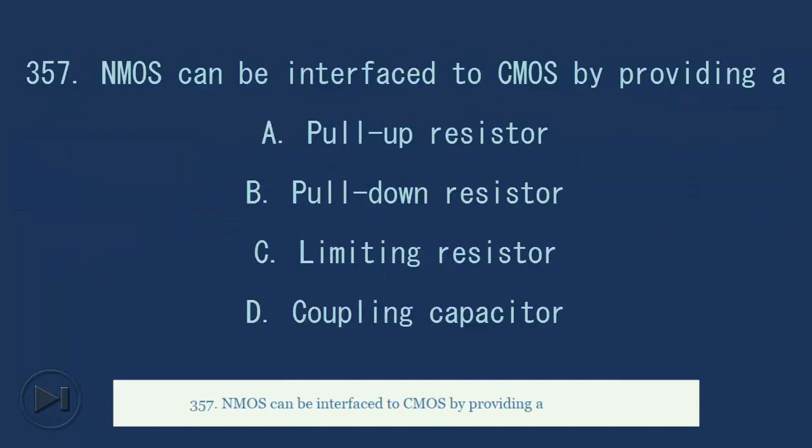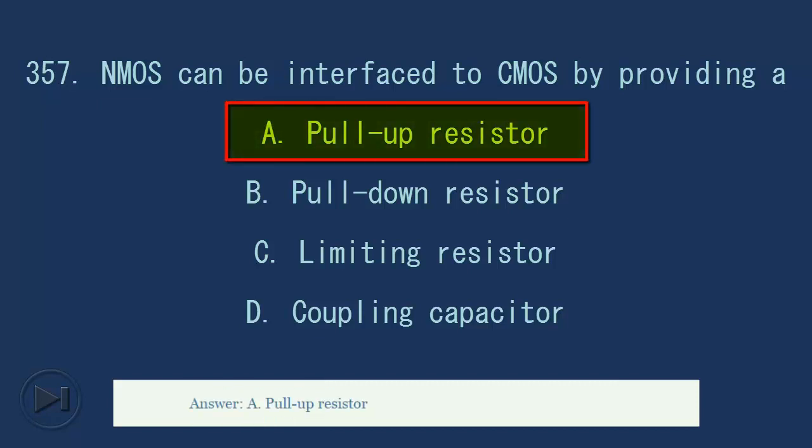357. NMOS can be interfaced to CMOS by providing A. Pull-up resistor. B. Pull-down resistor. C. Limiting resistor. D. Coupling capacitor. Answer, A. Pull-up resistor.